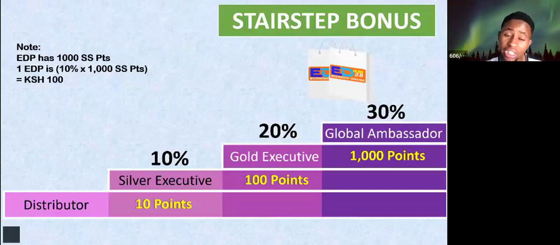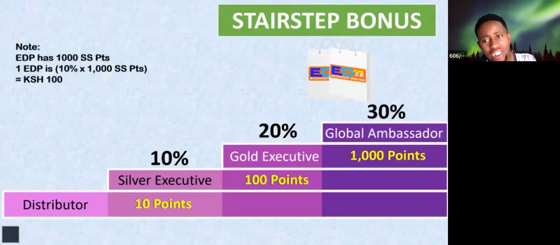Okay, and a Megaverse package has 15,000 points. Those points are usually Kenyan shillings. They're usually money. So if one EdPlan package is bought in your organization and you are a silver executive, it means you're going to earn 100 shillings. If one Neoverse is bought in your organization today and you are a silver executive, you'll earn 100 shillings. Remember, you cannot earn Stairstep bonus if you're not yet a silver executive. You must become a silver executive to earn Stairstep bonus.